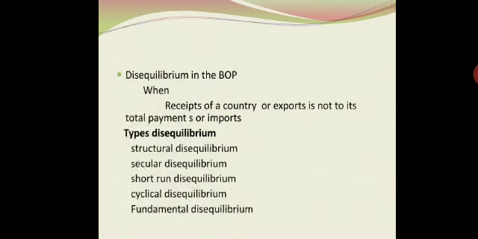Next, when does disequilibrium occur? When the receipts of a country or exports are not equal to its total payments or imports, disequilibrium will occur. Next, what are the types of disequilibrium? There are different types: structural disequilibrium, secular disequilibrium, short-run disequilibrium, cyclical disequilibrium, and fundamental disequilibrium.